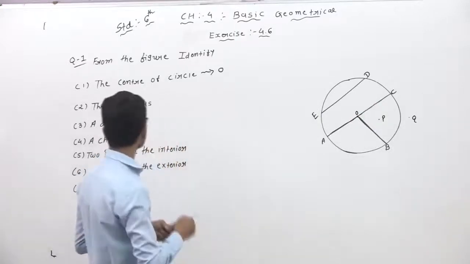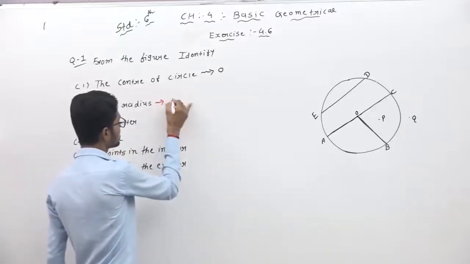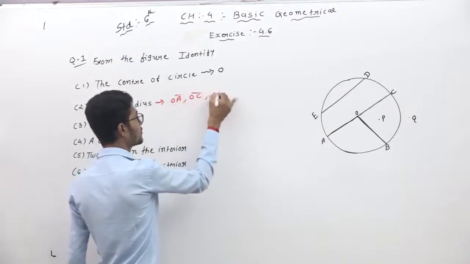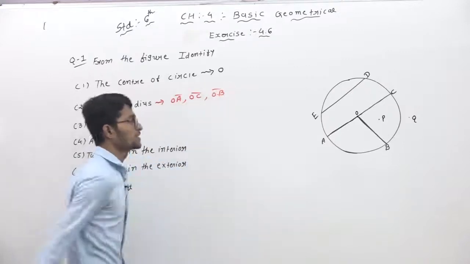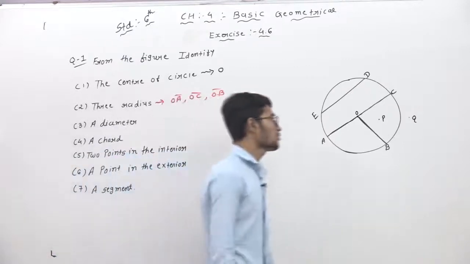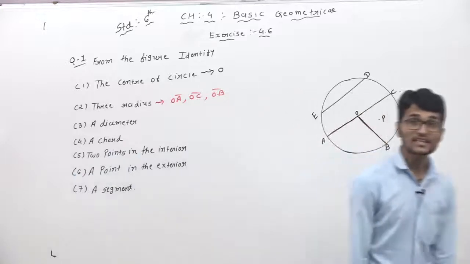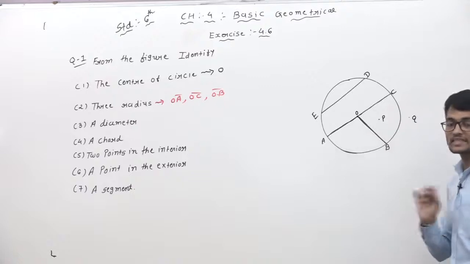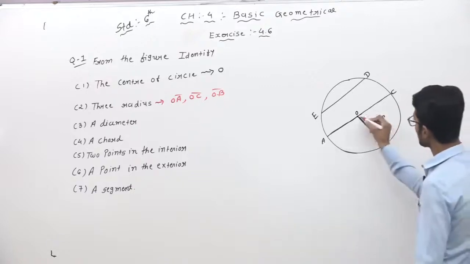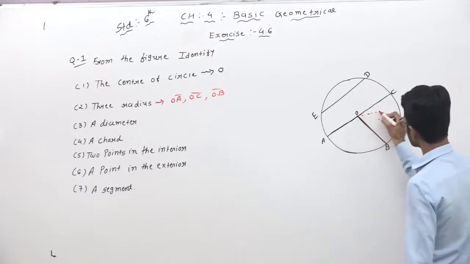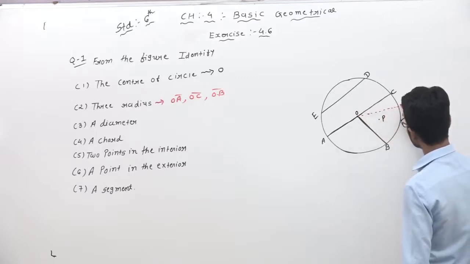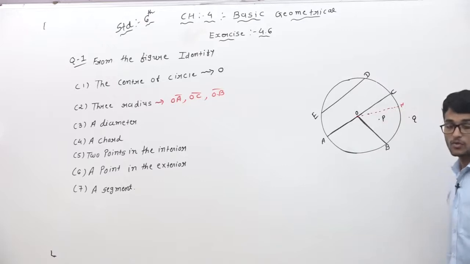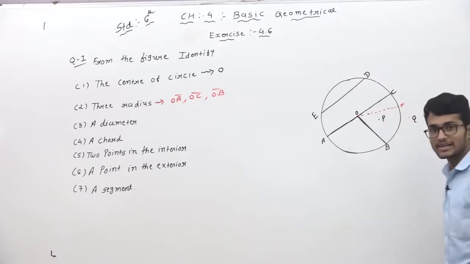So how many radii? Total 3 radii, and which are they? OA is a radius, OC is a radius, and OB is also a radius. It means OA, OB, and OC. These 3 are the radii of the circle. Understand? If you draw one more here, suppose you write down its name as N, then ON is also a radius.